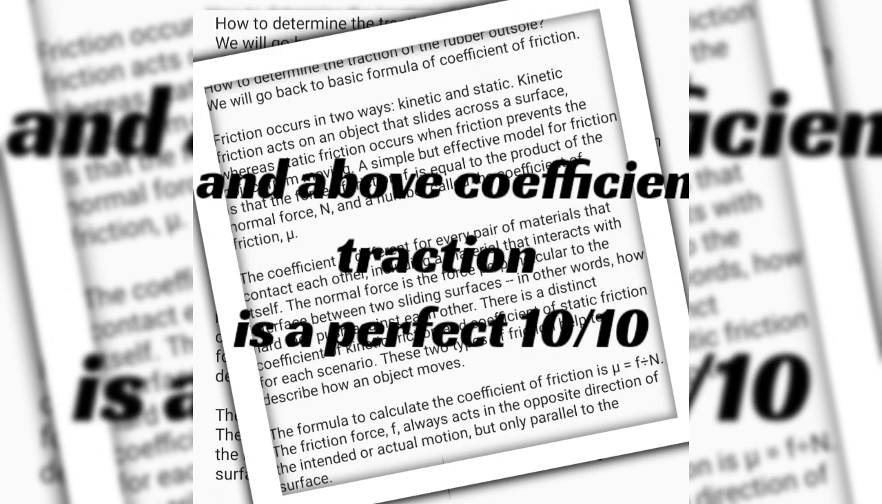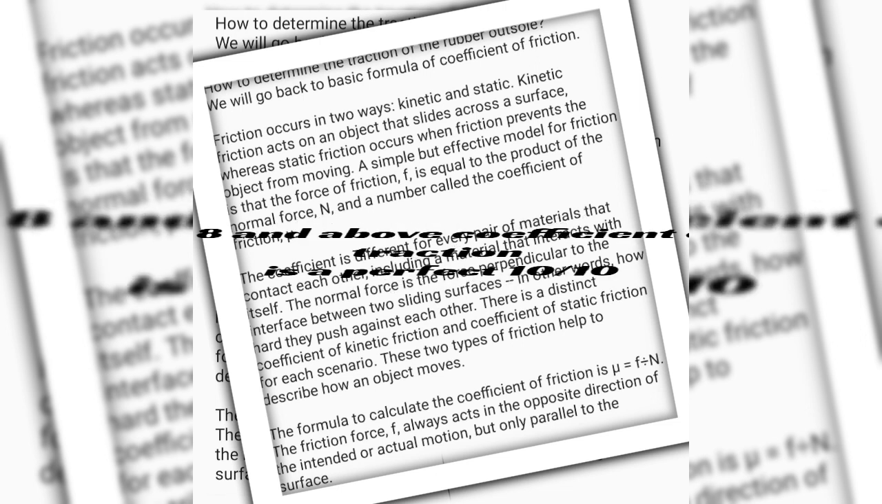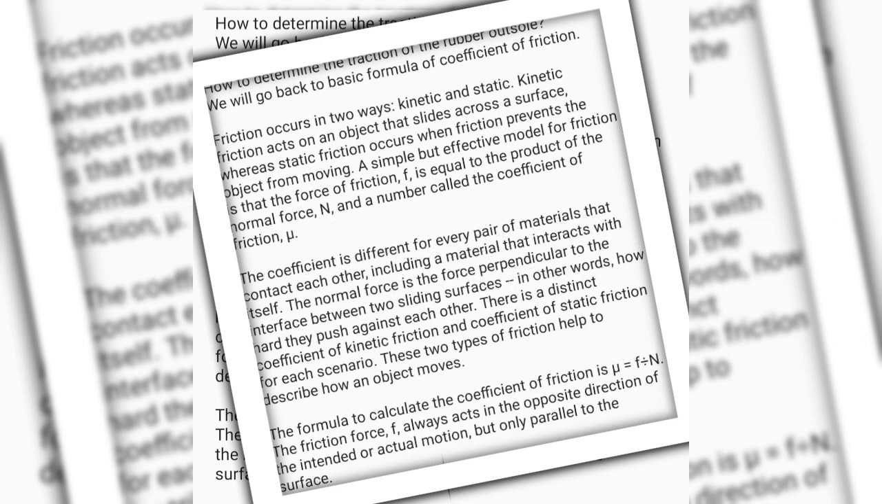The friction force, F, always acts in the opposite direction of the intended or actual motion, but only parallel to the surface. In colloquial terms, I will show you the values of rubber outsole traction or grip in terms of coefficient of traction. Nominally, good traction for a rubber outsole is 0.8. A value of 0.8 and above is perfect, 10/10.